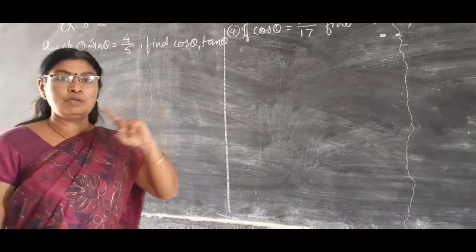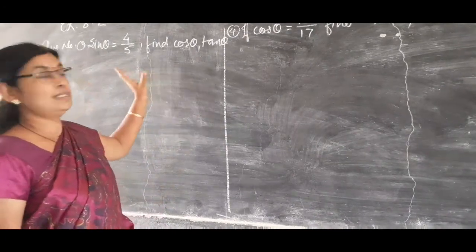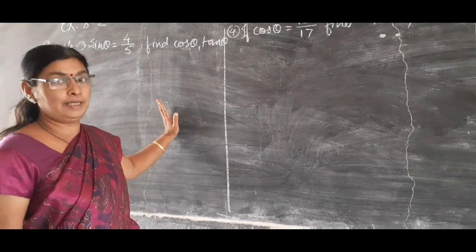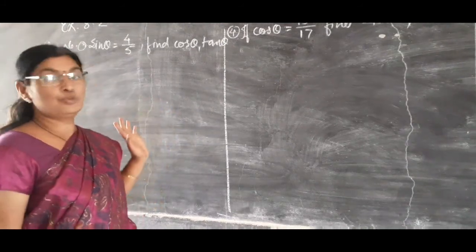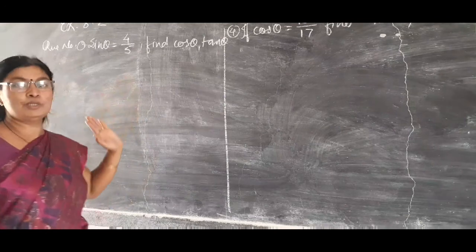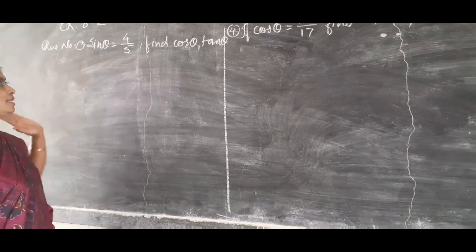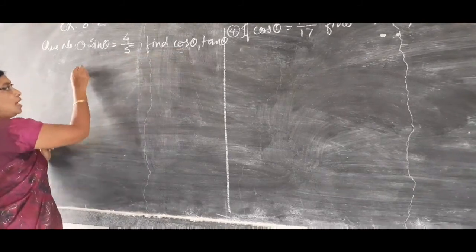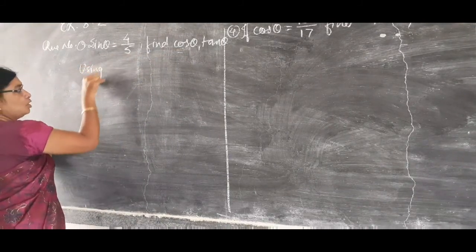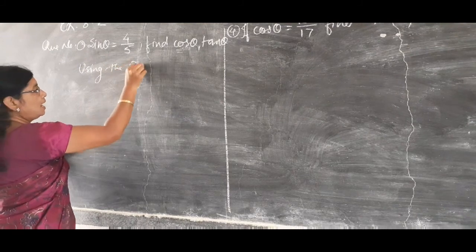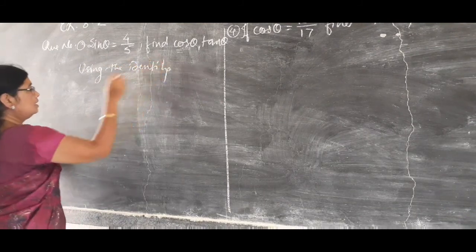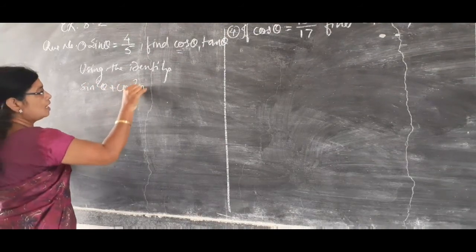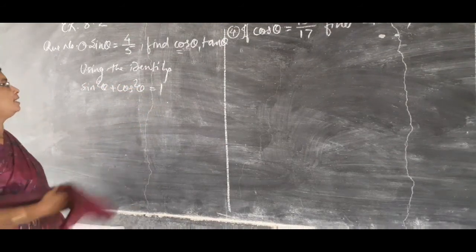Here in question number 1, you can solve by this method also. Question number 1 also you can find by using the identity. Now in question number 1, we use what? Pythagoras. Now here we use the identity. If sin is given, then which identity do you have to use to find cos? Using the identity sin square theta plus cos square theta is equal to 1. This identity you have to use.